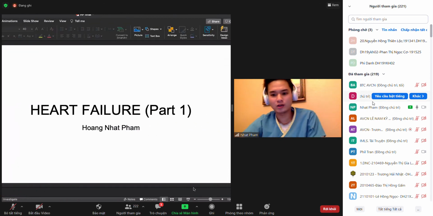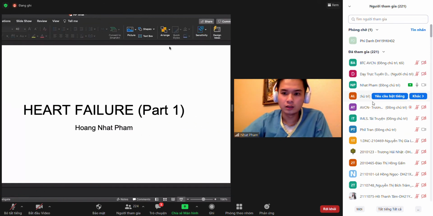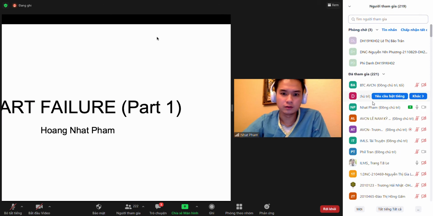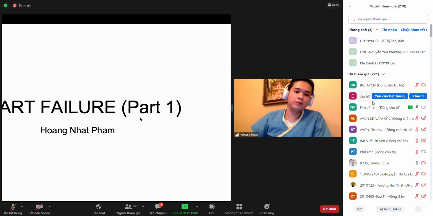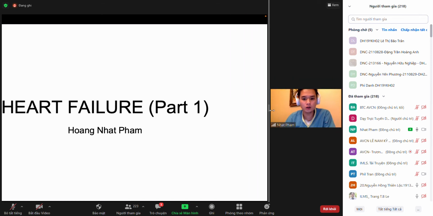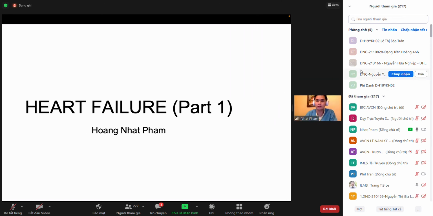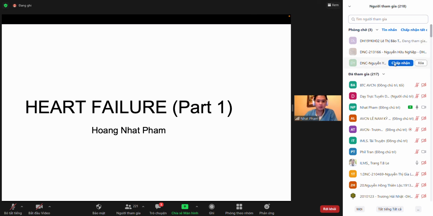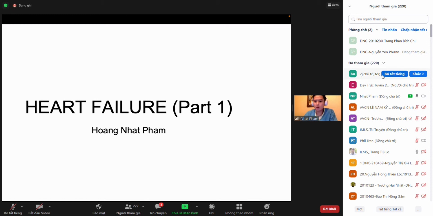So today I'm gonna talk about heart failure. For this part, we're gonna talk about three different parts. The first part today lasts for 1 hour, talking about the definition and the pathogenesis of the disease. For the second part, probably we're going to talk about the diagnosis. And for the last part, we're going to talk about the treatment.